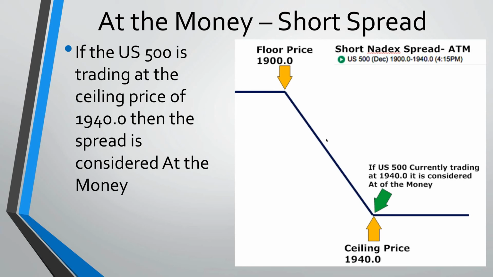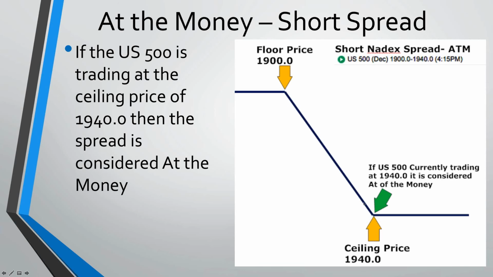On a short spread, if the US 500 is trading at the ceiling price of 1940, then the spread is considered to be at the money. Again, a couple of things. 1900 to 1940 spread. The indicative index is trading at 1940, right? You want to be short. It is at the money. And again, this is not backwards.